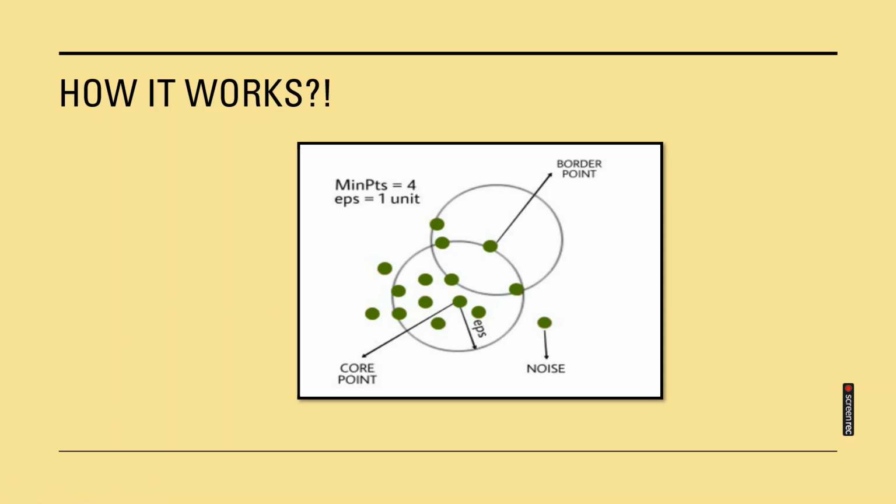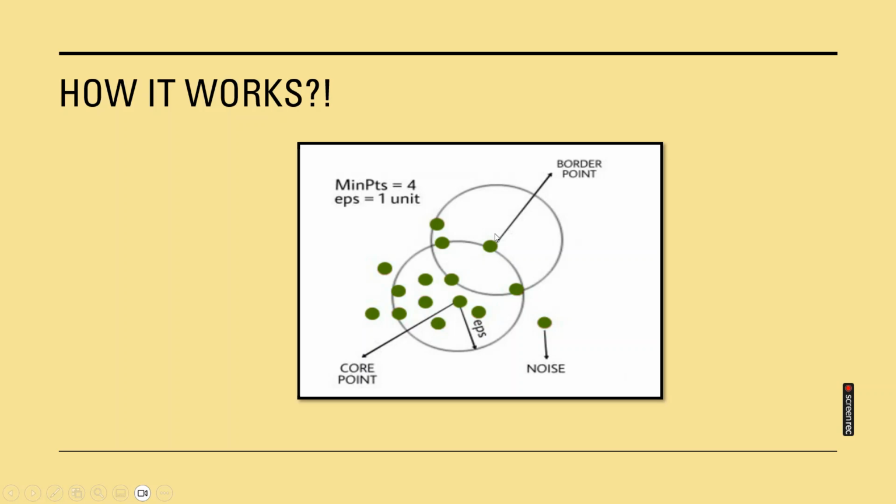In this region, we will look at each data point to identify the core points. Here, this is the core point. This is identified as the core point because it has neighbors greater than or equal to the minimum number of points. It has neighbors greater than 4, so this is considered as a core point.